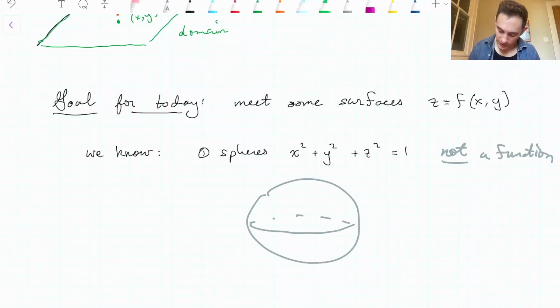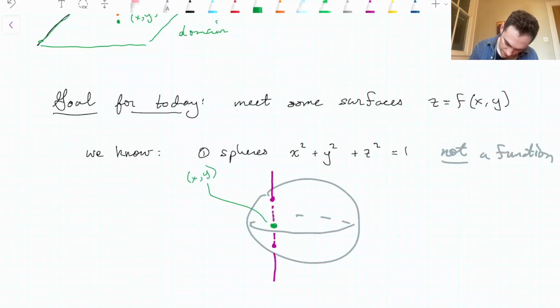I still have a vertical line test. I can imagine drawing this vertical line, and I can see that it punctures the sphere in two places. So there was some xy coordinate here, but there is non-unique z. There were two z values corresponding to that x and y coordinate. So, of course, I'm not going to get a function properly until I solve for z.